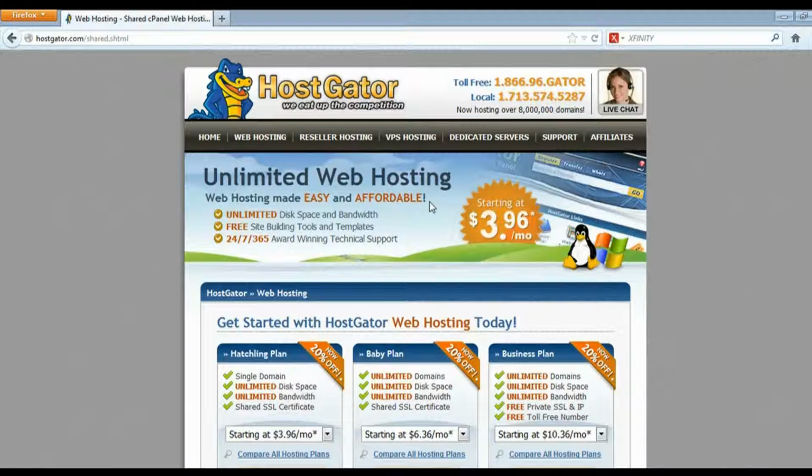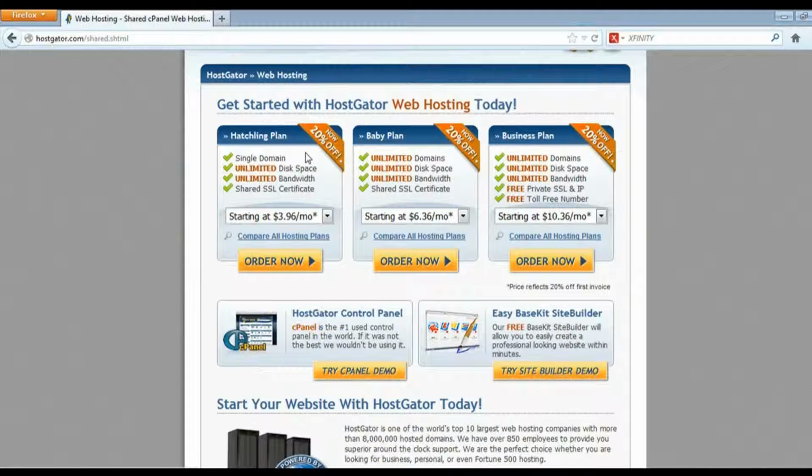This is also referred to as shared hosting as well. You can go over here and pick your different options. I will go over each one with you. The Hatchling plan, that is for, like it says here, single web domain. So that means if you're only going to have one website, that's the plan you would go with.